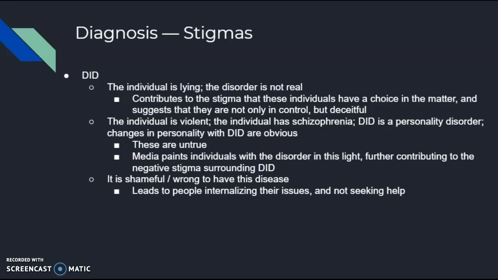These stigmas are dangerous as they can lead to the individual with the disorder feeling ashamed of their condition and thus fearful of seeking help. As a result, they may not seek help or at least wait until the condition has developed to the point of becoming dangerous or debilitating. Stigmas with DID include that the patient is simply lying, the disorder does not exist, or that individuals with the disorder are violent or have schizophrenia. They also include that changes in personality related to DID are always obvious.